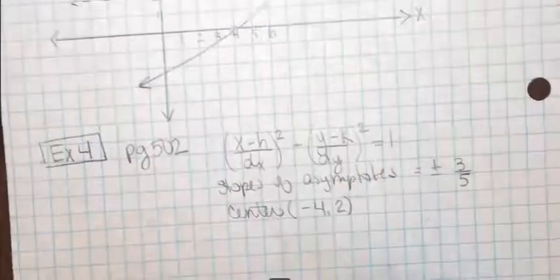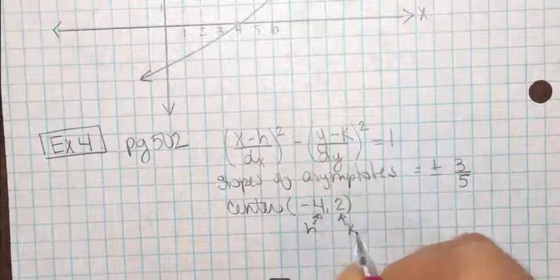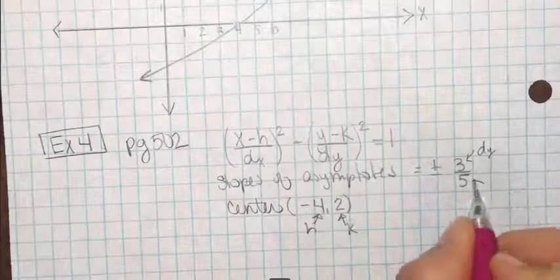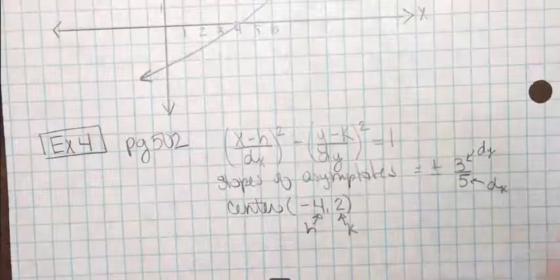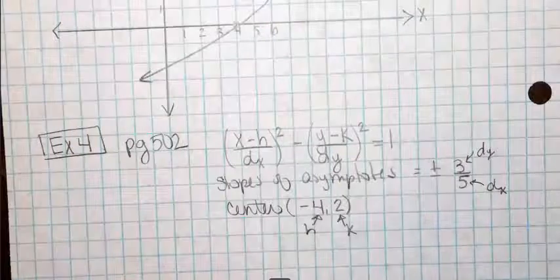(-4, 2). Okay, so this is basically going to be my h. This right here is going to be my k. This right here is going to be my d sub y, or my dilation factor of y. This is going to be the dilation factor of x. And then I just go through and I plug it into this equation.